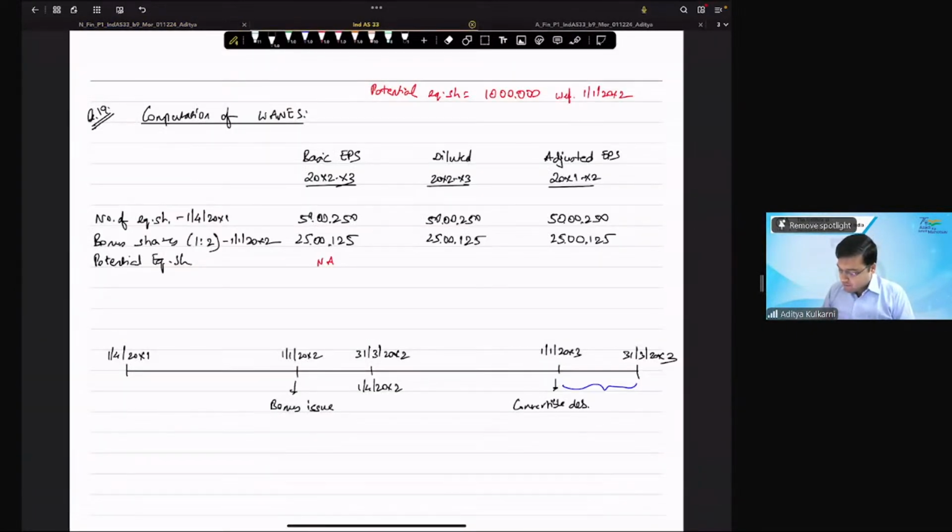So therefore 10 lakh into 3 by 12. So this comes to 2,50,000. Any doubts here? No doubts, sir. All right. So up until now, it is clear.